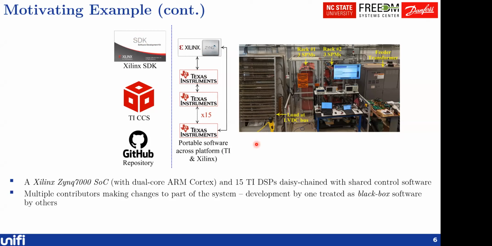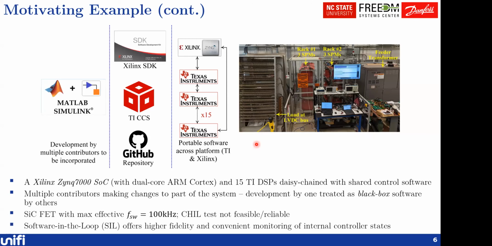Now, one of the challenges was that some of the software that we have has to be portable. That means it has to be used on both the TI DSP as well as on the FPGA. The FPGA has a dual core ARM CPU, so that's why we run the control software. Now, to make things a bit more complicated, the effective PWM rate goes up to almost 100 kilohertz, and that makes it almost unfeasible for us to use the real-time control hardware-in-the-loop platforms.